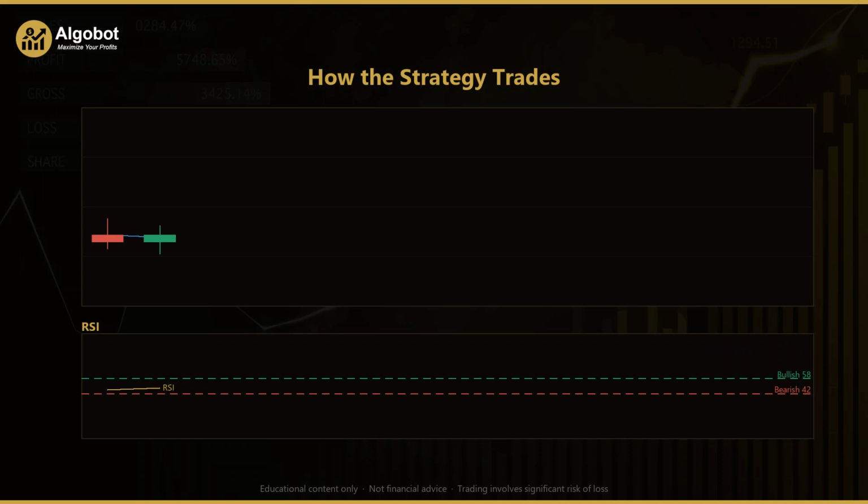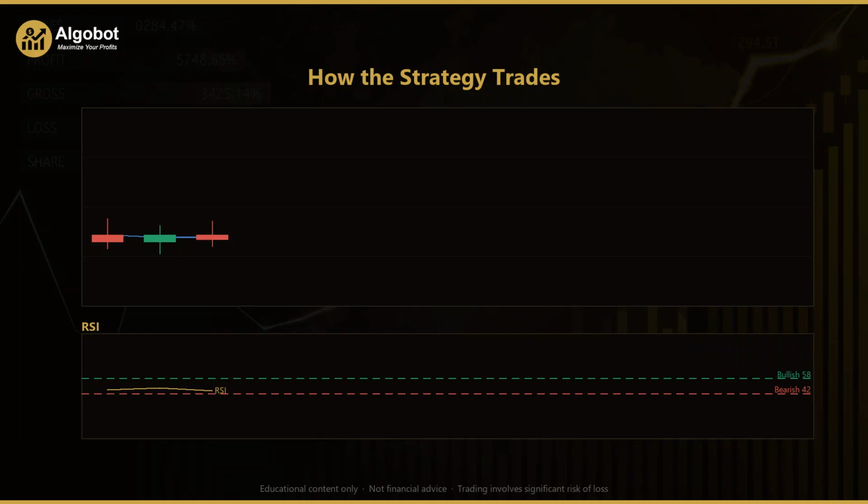On the price chart, you can see a line weaving through the candles. That is our rolling VWAP, the fair value anchor. Below the price, in the lower panel, is the relative strength index, with a dashed line at 58 marking the bullish momentum threshold and another at 42 marking the bearish one.